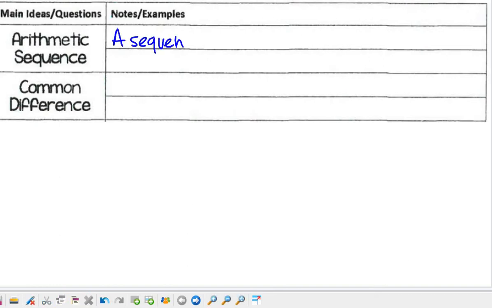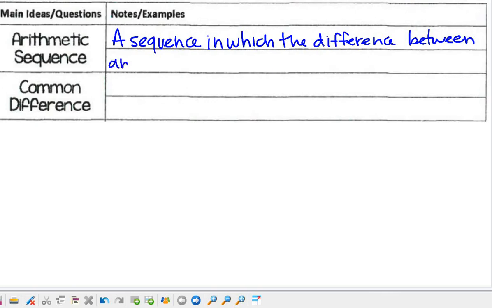is a sequence in which the difference between any two terms is constant. So an arithmetic sequence is a sequence in which the difference between any two terms is constant.